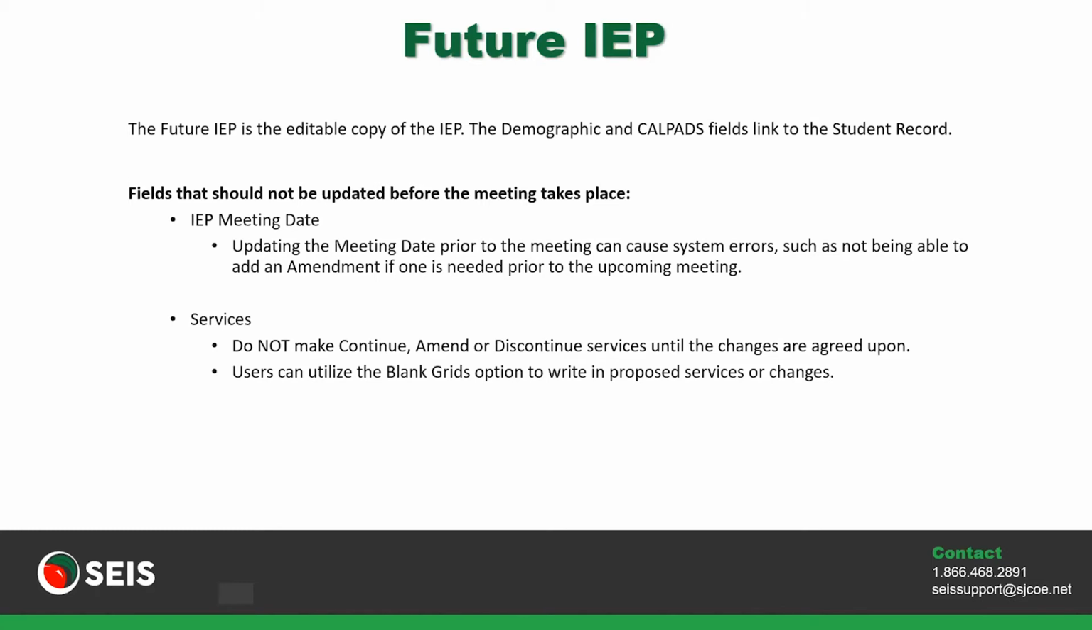The second thing is services. Because with services, you actually have to click a button to determine what you are going to do. You actually have to click continue, amend, discontinue. You cannot predetermine what is going to happen with those services before the meeting's held. We can't just say, oh yeah, I know the service is going to be discontinued, it wasn't that great. And then the parent at the meeting says, oh, that was the best service ever, I want to continue it to the next year. And you've already discontinued it.